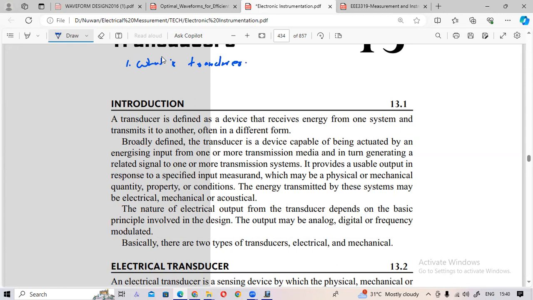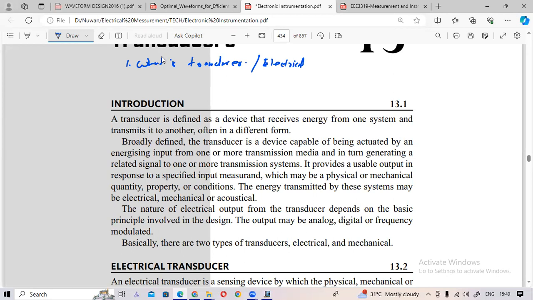It converts one energy form into another energy form. Electrical transducer means it converts another energy form to electrical energy, or electrical signal, or electrical signal into another energy form, or maybe a real world parameter. Anything, okay, you can write. So that is not a definition. That is just the explanation. So the explanation may be enough. So you need to get the idea.